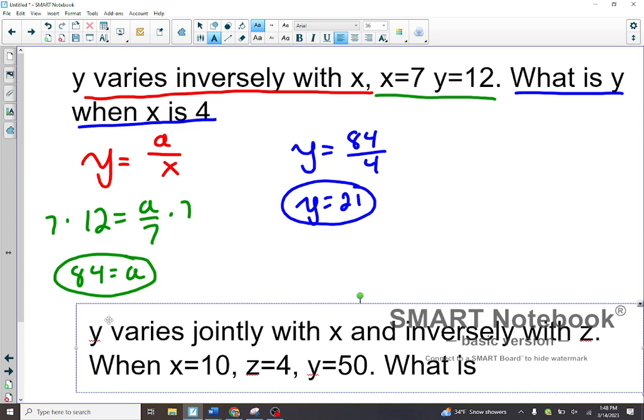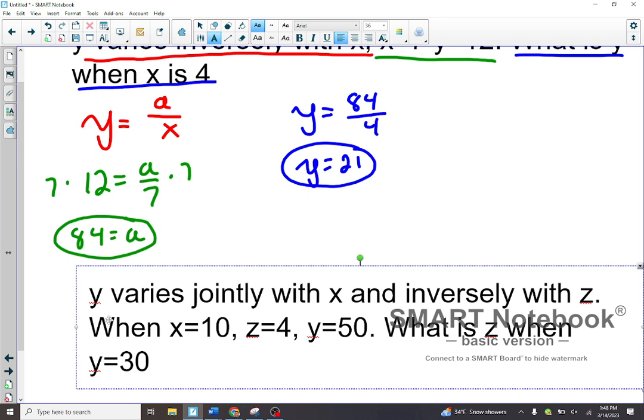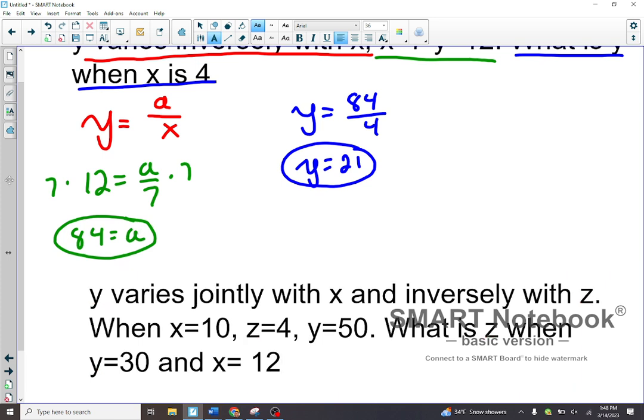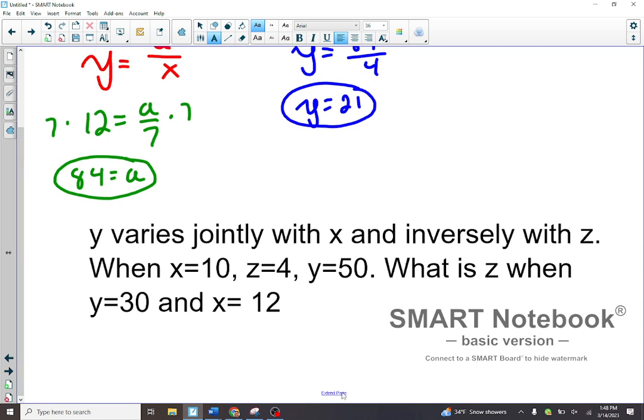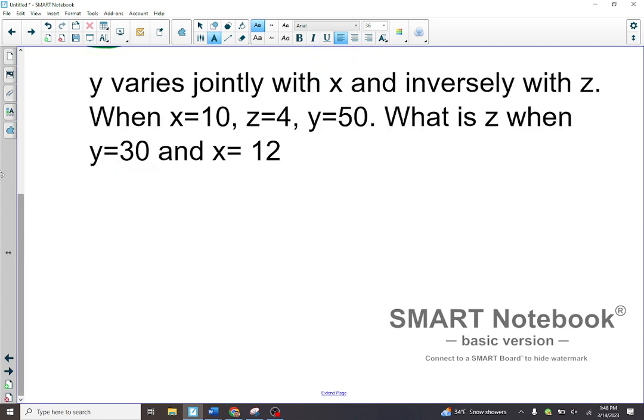What is z when y equals 30 and x equals 12? I don't know. Okay. So now it's the same thing, y equals, and then you should add z and a, right? It's z. So let's see, x times a over z. So first we need to set the equation just like before.